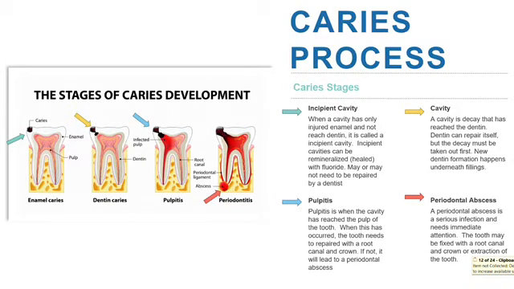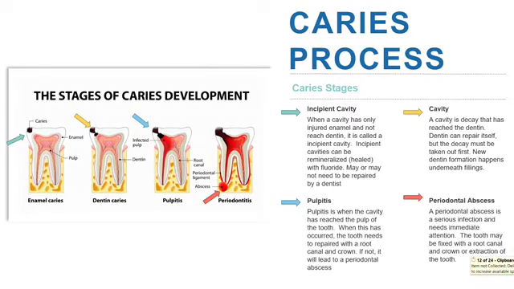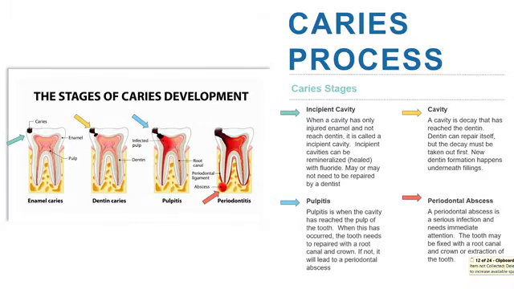And once the cavity has gone through the dentin and reached the pulp, it is now called pulpitis. The tooth now needs to have a root canal and crown put on by a dentist, or the tooth needs to be removed by a dentist. If this doesn't happen, pulpitis will form into a periapical abscess. This is a very serious infection and needs immediate attention. The abscess will be seen from a dental x-ray at the base of the root.